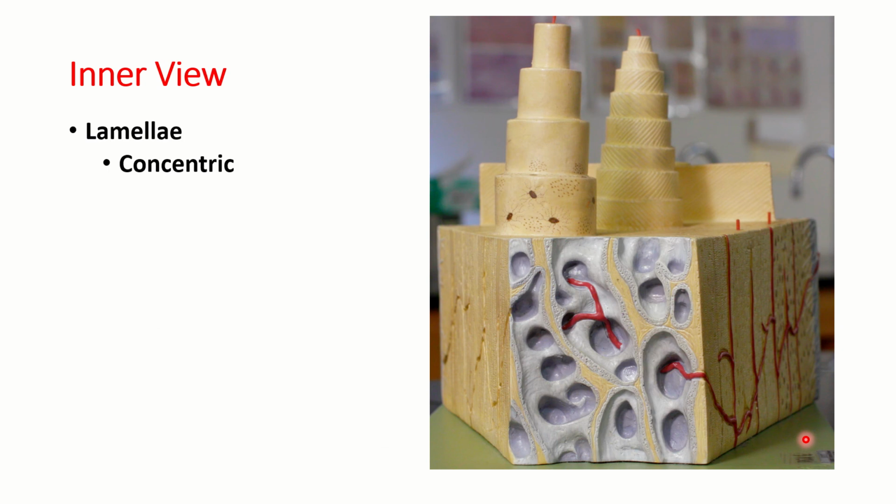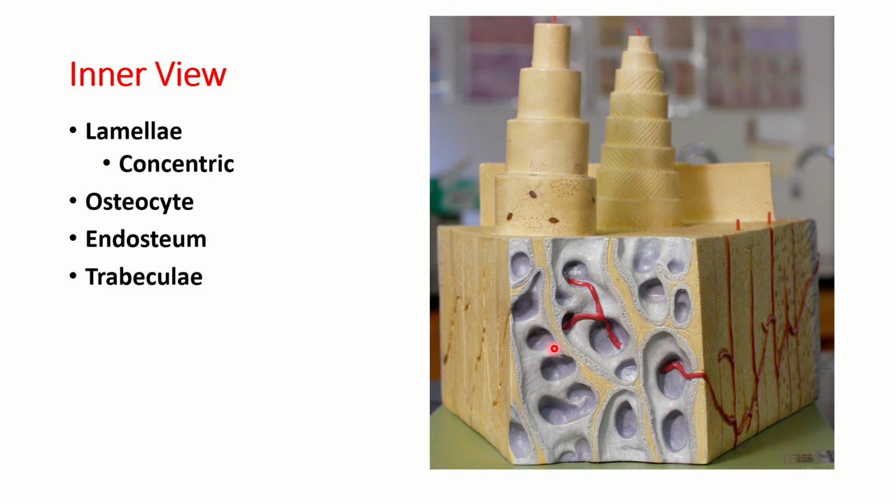In the inner view, again, you can see the lamellae. These are the concentric lamellae. In the background, you can see the circumferential lamellae. This is also concentric lamellae. You see the osteocyte here. And this gray membrane that you see is the endosteum. The endosteum is located in the medullary cavity, in the spongy bone, and inside the central canal.